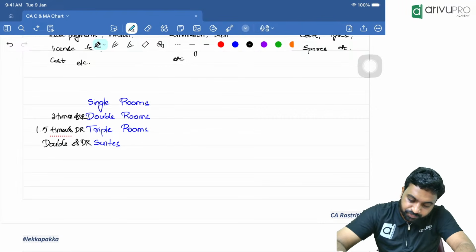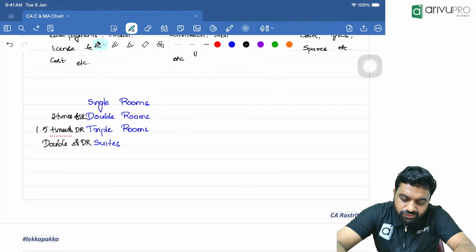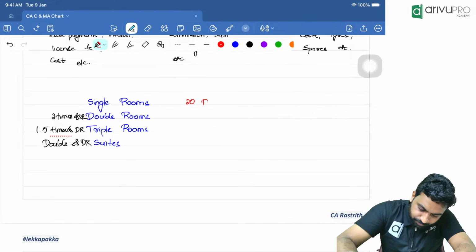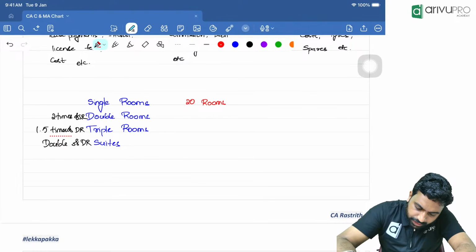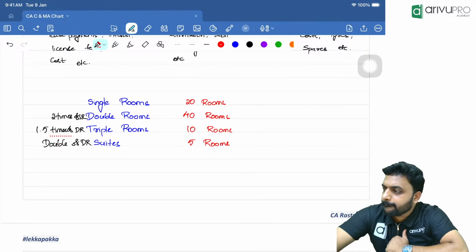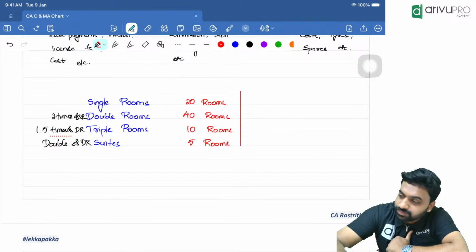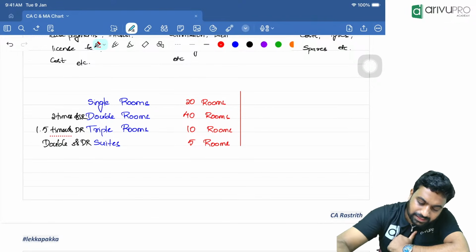Next, what I should do is take 1 as a base. Let's say single rooms we have 20, double rooms we have 40, triple rooms we have 10, suites we have 5. Now tell me, how to compute equivalent units? One thing you have to take as a base: single room as a base.